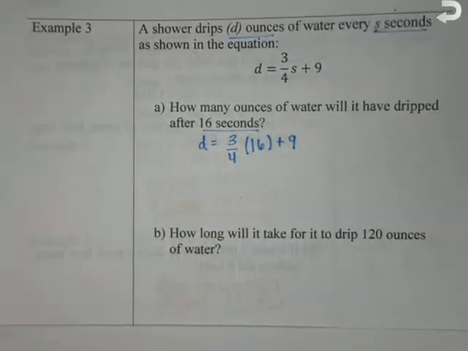So we are going to have D equals 3/4 times 16 plus 9. Okay, so that's what we got there. So now we just need to solve this thing. Let's see, who's in 10? Danielle, what am I going to do next?